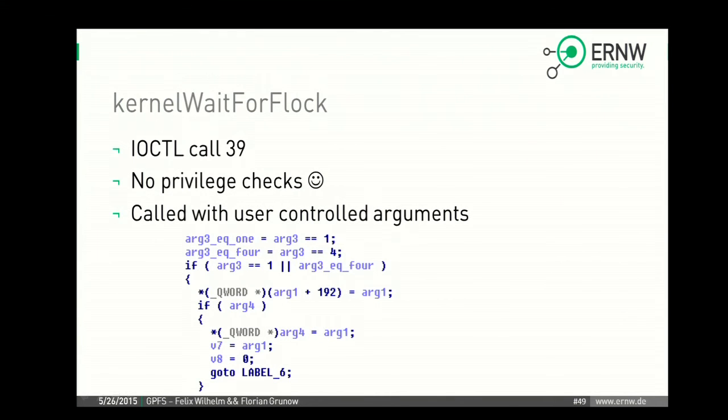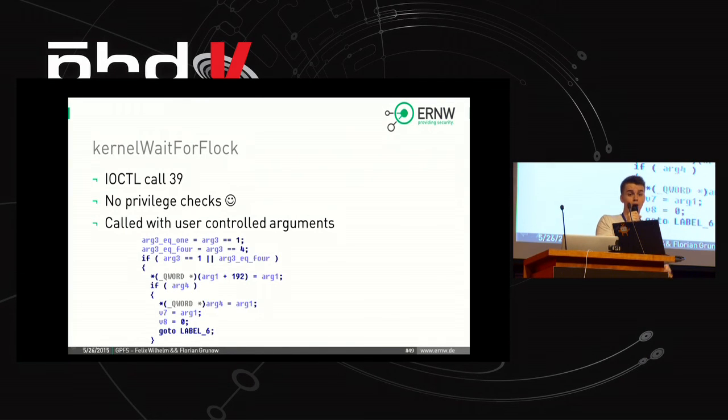And I basically started with IOCTL 1. And if you come to IOCTL call number 39, which is kernel wait for flock, which is probably file lock or something like this, then you see there are no privilege checks. It's called with user-controlled arguments. And if you look at the code, you potentially see the problem. You have an arbitrary write.